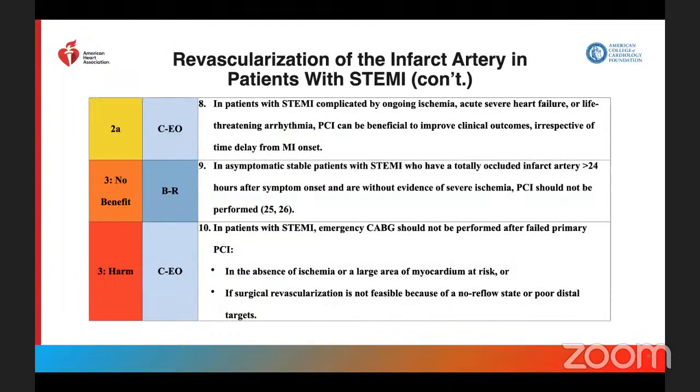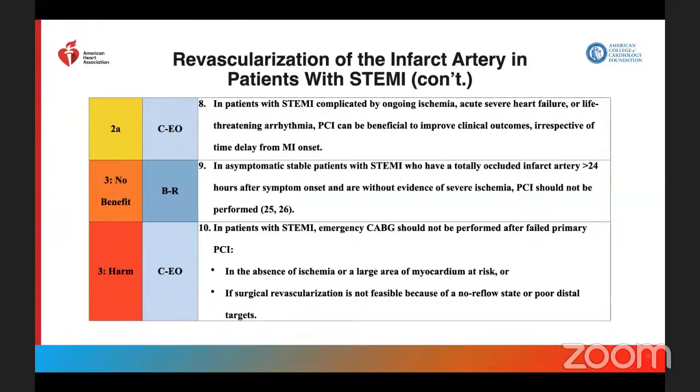Also here, class 2A, number 8, in patients with STEMI complicated by ongoing ischemia, acute severe heart failure, or life-threatening arrhythmia, PCI can be beneficial to improve clinical outcome irrespective of time delay from MI onset. Number 9, class 3, no benefit: in asymptomatic stable patients with STEMI who have a totally occluded infarct artery more than 24 hours after symptom onset and are without evidence of severe ischemia, PCI should not be performed. Number 10, it's class 3 also, and harm.